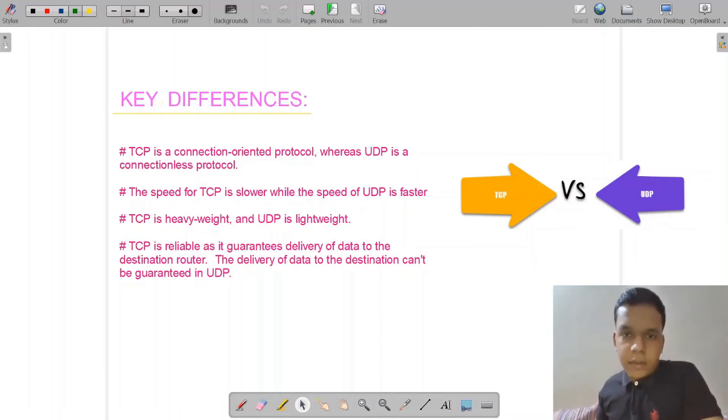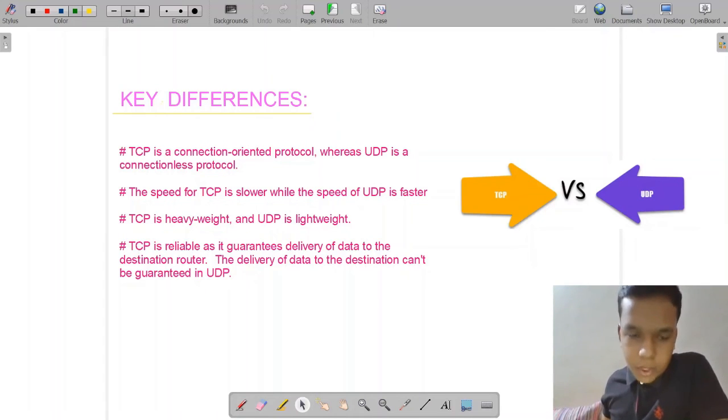The second key difference between TCP and UDP is regarding performance. TCP is slower and less efficient in performance as compared to UDP. Also, TCP is heavyweight as compared to UDP. On the other hand, UDP is faster and more efficient than TCP. Then the last point is the reliability factor.